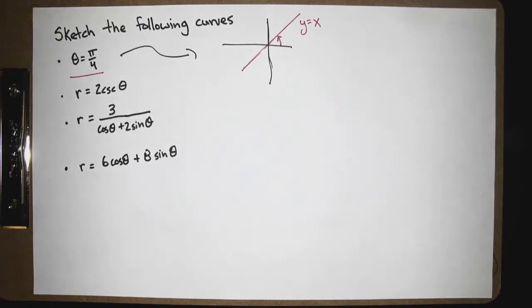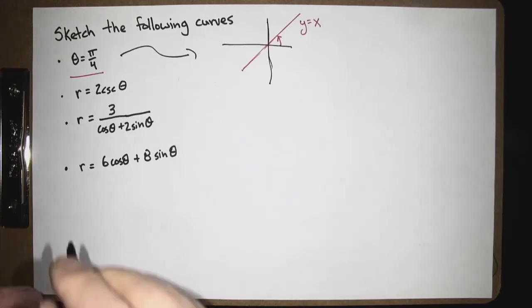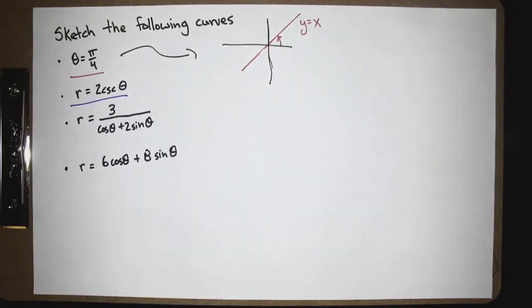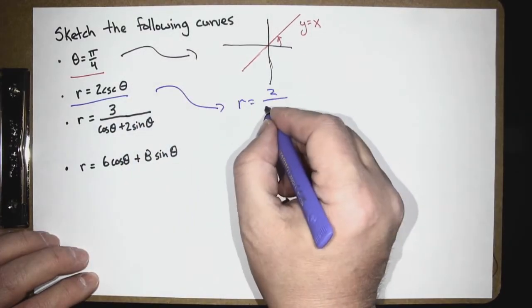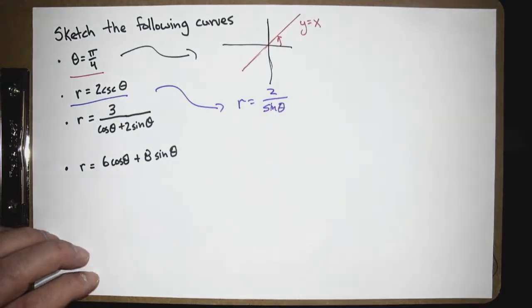Okay, r equals 2 cosecant phi. Well, what does that look like? Not so obvious. But let's think about it. What's another way to think about cosecant? 1 over sine. So we could say, all right, well, we can rewrite this equation as r equals 2 over sine theta.